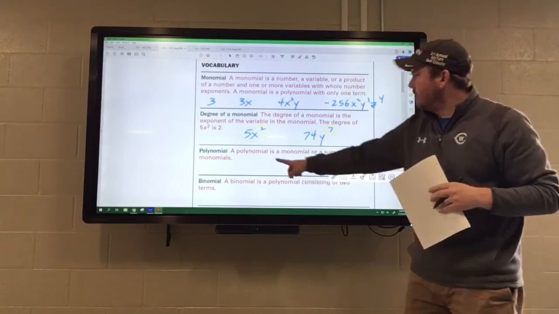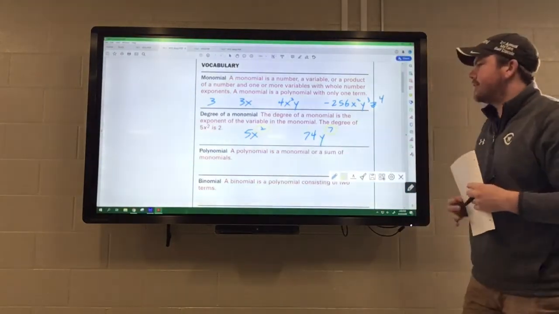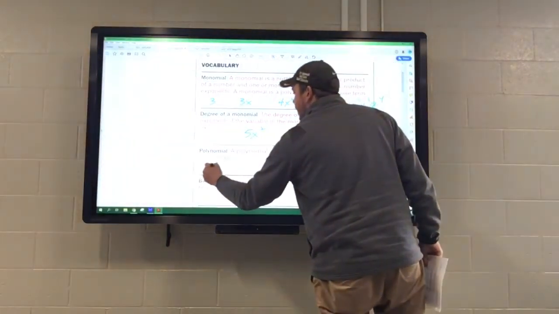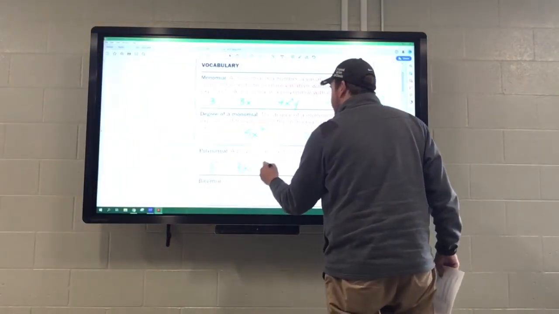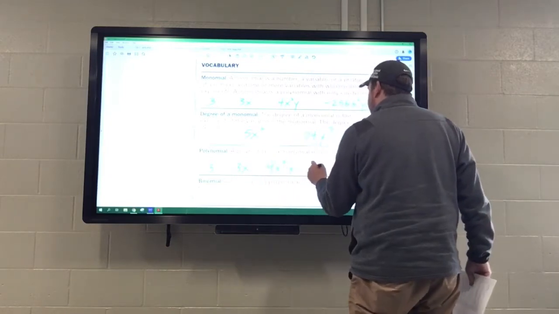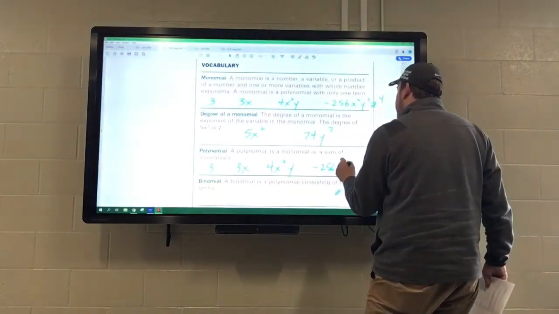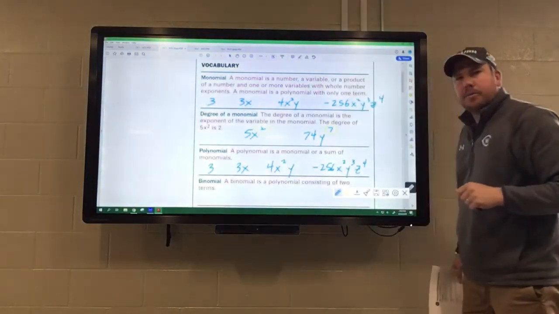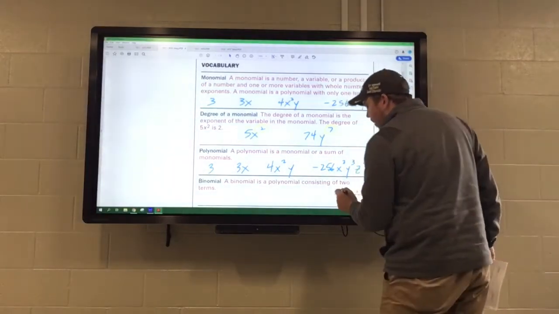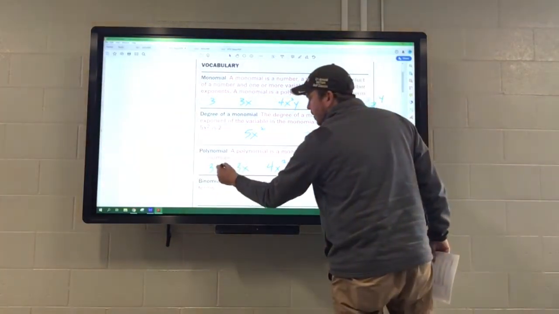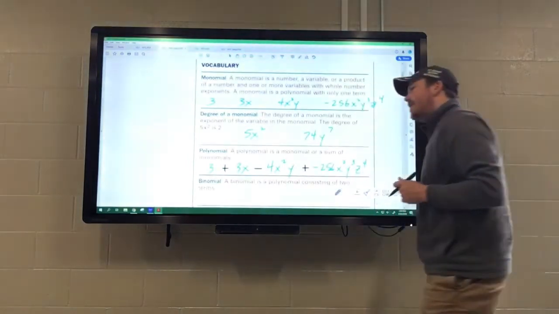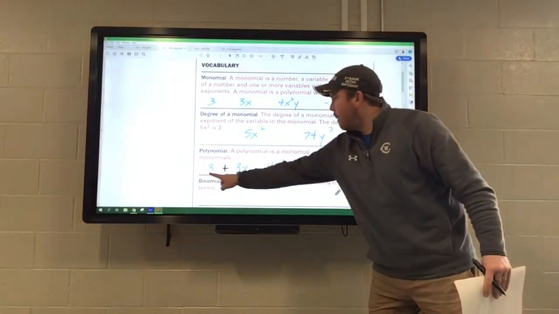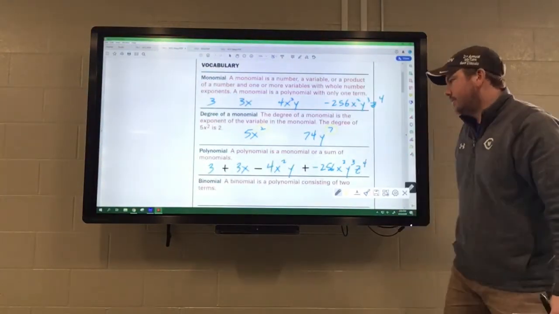Next, a polynomial. A polynomial is a monomial or a sum of monomials. So, again, we listed a bunch of monomials up there. 3x, maybe 4x squared y, negative 256 x squared y cubed z to the fourth. Each one of these separately is a monomial. But if we then go ahead and combine these using plus or minus, it then becomes a polynomial, okay? So if it is a sum of monomials, it is now a polynomial.